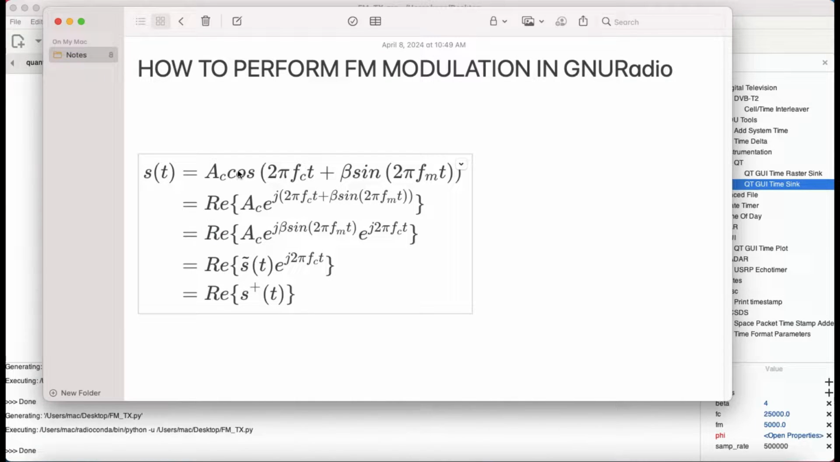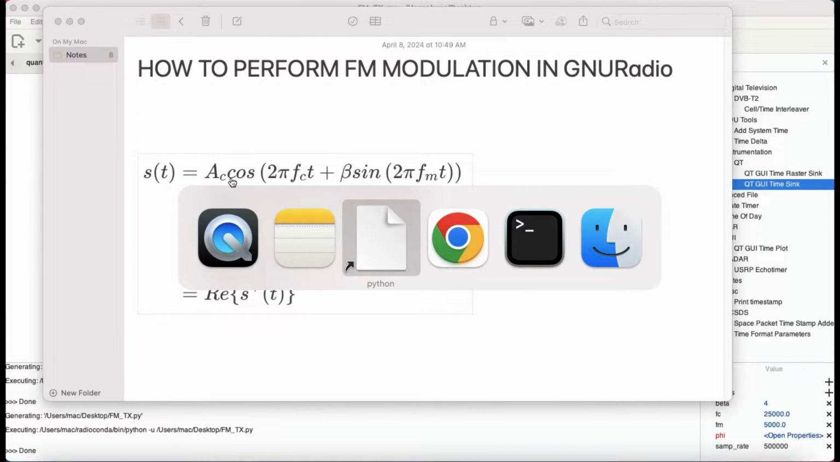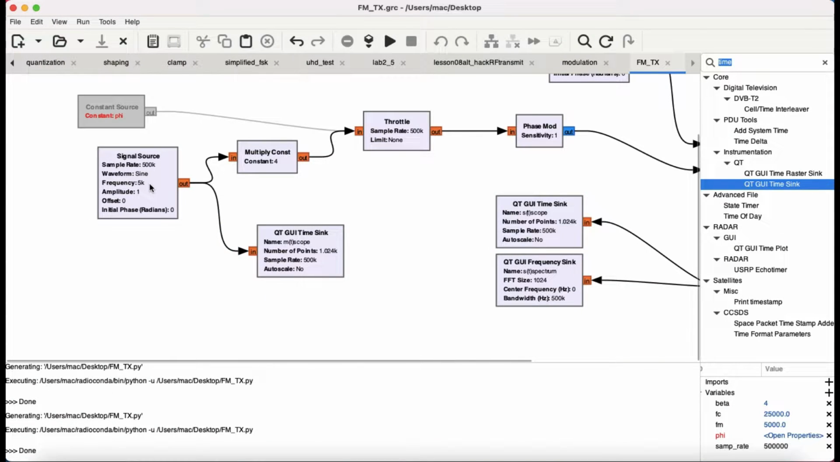Now everything has changed, because this was a cos term, so it has to be in real numbers, isn't it? Everything is in real numbers, because cos is being multiplied with this term and this term, so this is some real number. That's why, if you were to look at your flow graph, you have chosen a signal source.